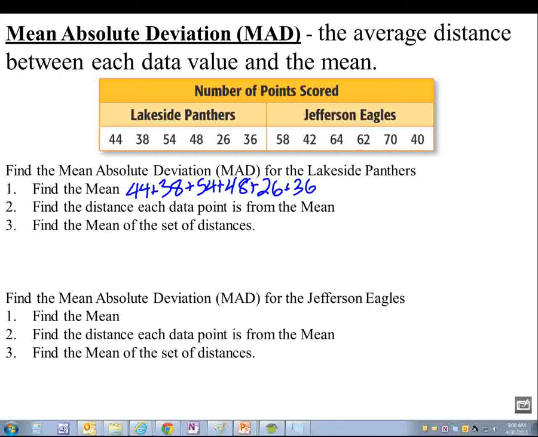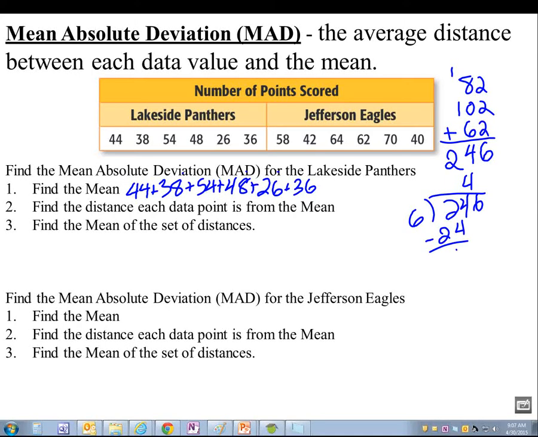So we have 70, 82, 90 plus 12 is 102, 50 plus 12 is 62, 1, 2, 3, 4, 5, 6, 246 divided by 6. That's 41.